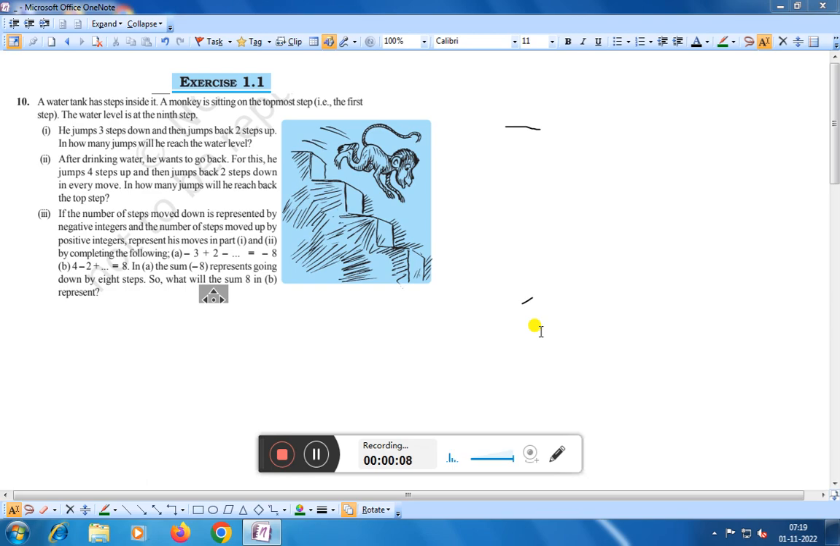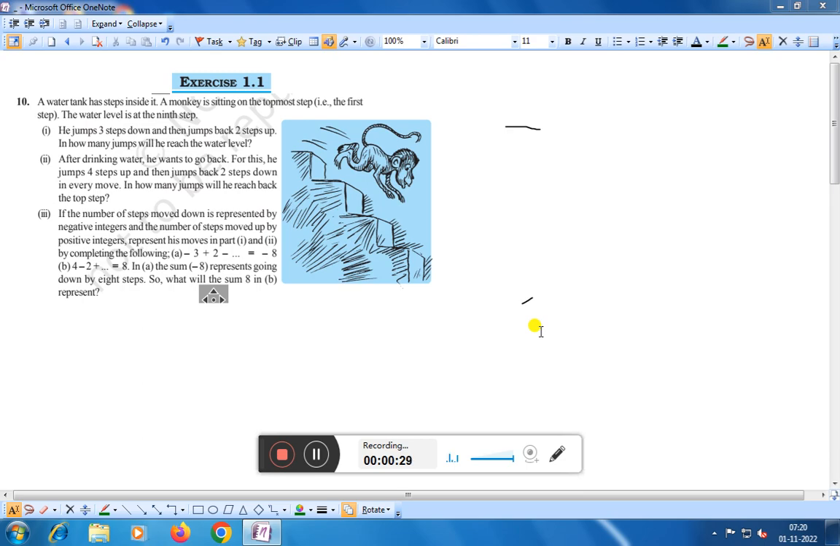A water tank has steps inside it. A monkey is sitting on the topmost step, that is the first step. The water level is at the ninth step. He jumps 3 steps down and then jumps back 2 steps up. In how many jumps will he reach the water level?